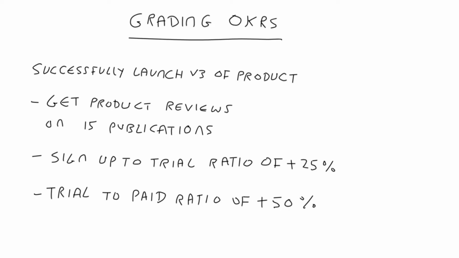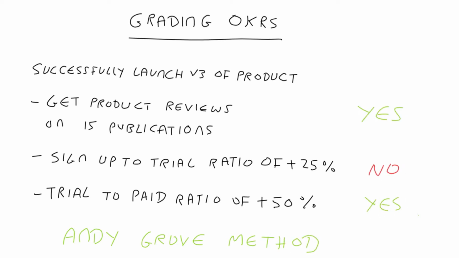So at the end of the cycle, here's how you could come up with a score. Let's say that the first and third key results are the only ones you completed. So you would say yes to the first one, and then no to the second one, and yes to the final one. And that simple yes-no approach is what we call the Andy Grove way of scoring.